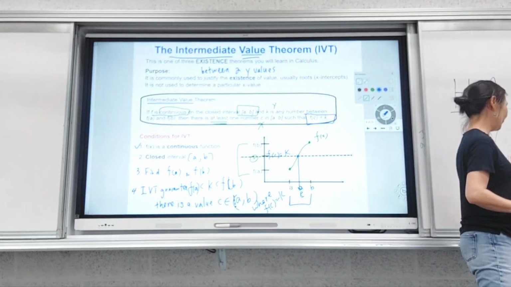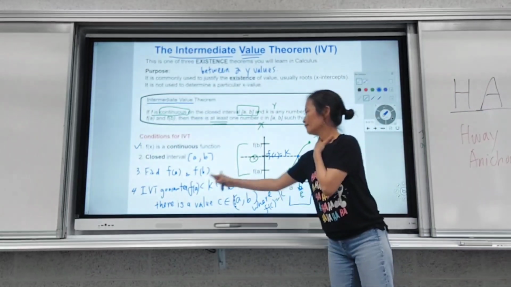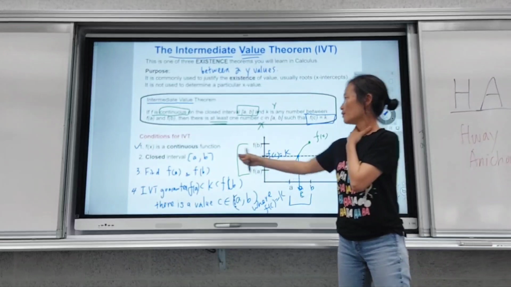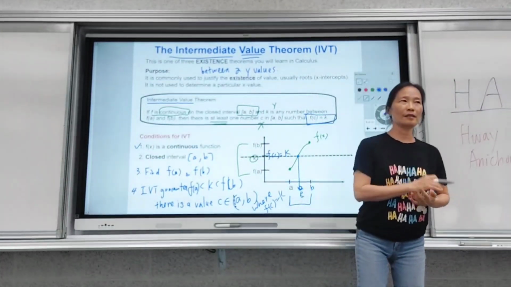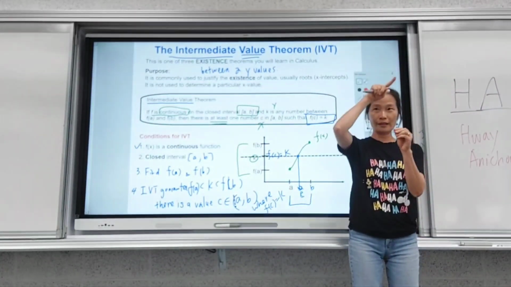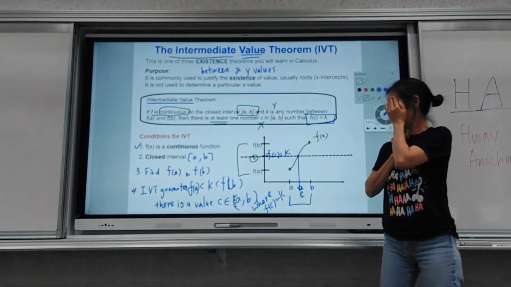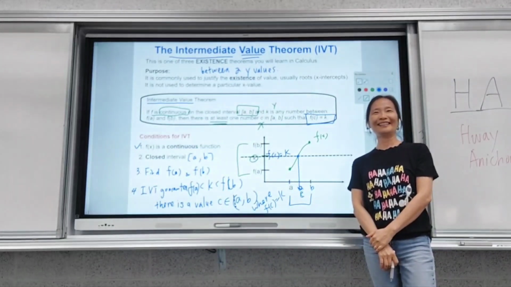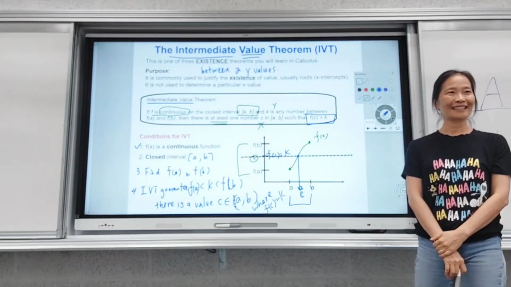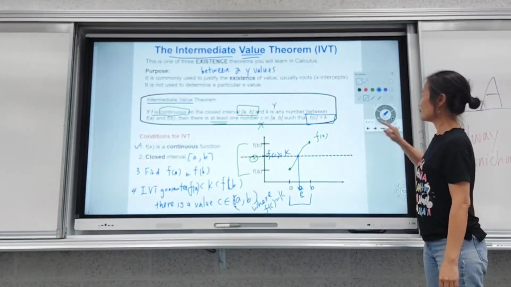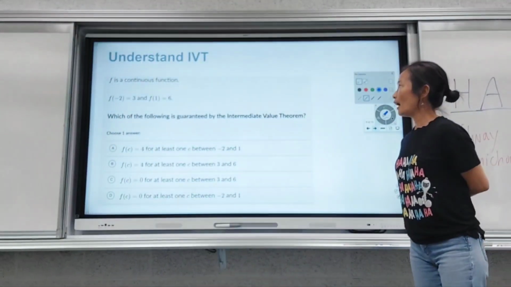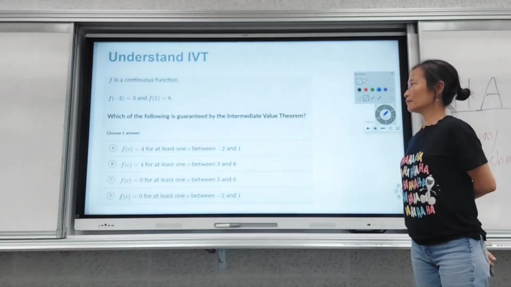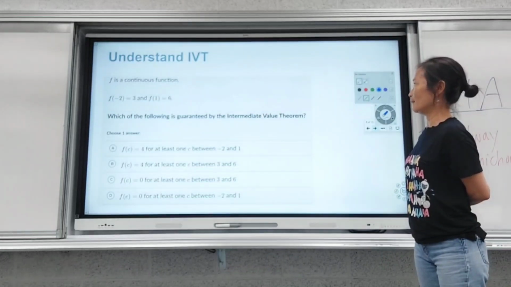So that is your justification. IVT can only guarantee a C value within this domain that satisfies f of C is equal to k, and k is between f of A and f of B. If you forget, just think about the height of Jacqueline. You will get it. Yes. Sure. All right, next. Understand the meaning of IVT. Can you see which one is correct?